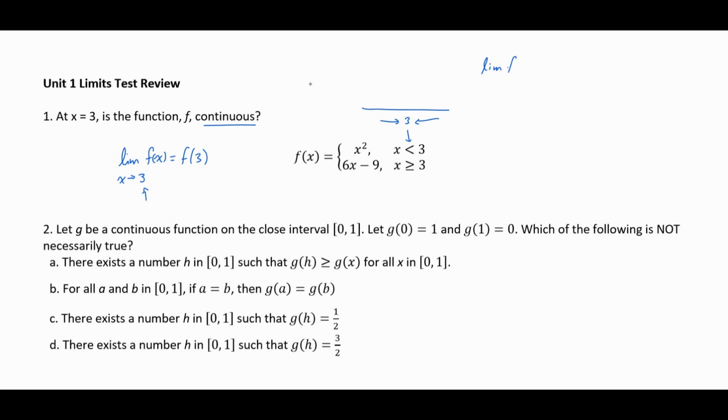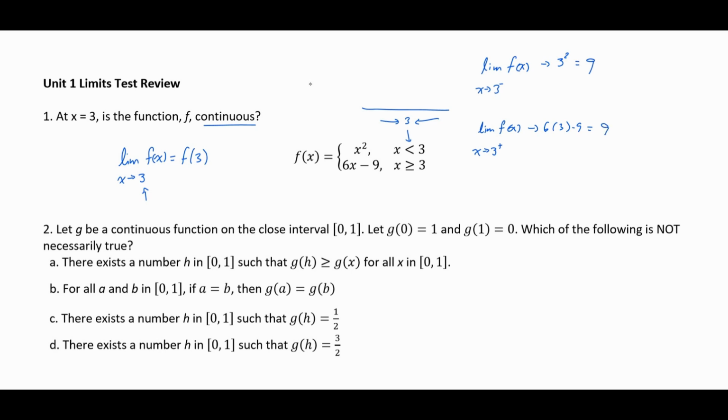The limit of f of x as x approaches 3 from the left side, we're going to be using values less than 3, so this first function. So that's going to say to us, what is 3 squared? And that gets us 9. Now on the right side, the limit of f of x as x approaches 3 from the right, we're going to use values greater than 3, and we're going to substitute 3 in for this x. So 6 times 3 minus 9, and that's going to get us 18 minus 9, which is also 9.